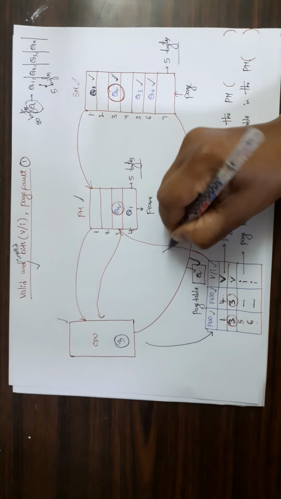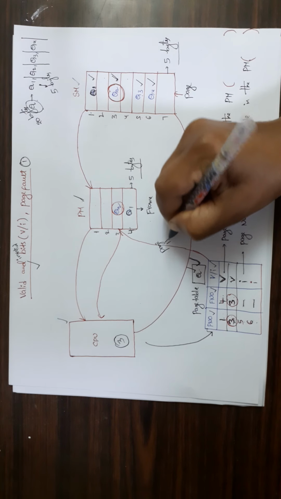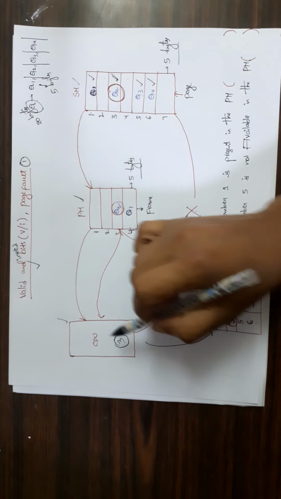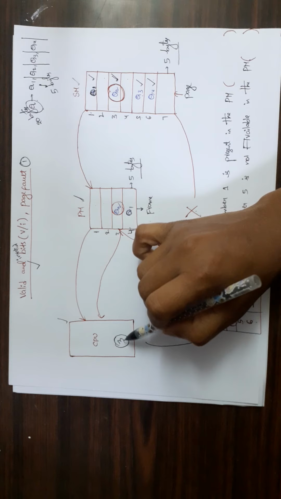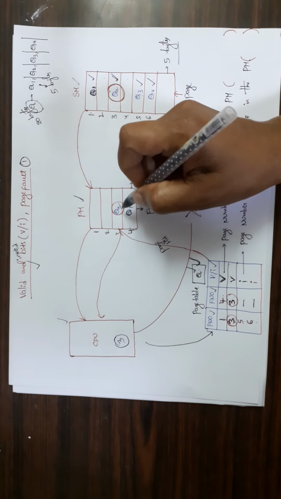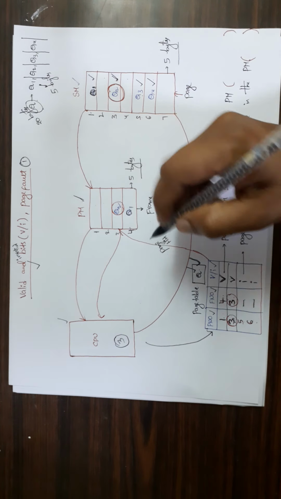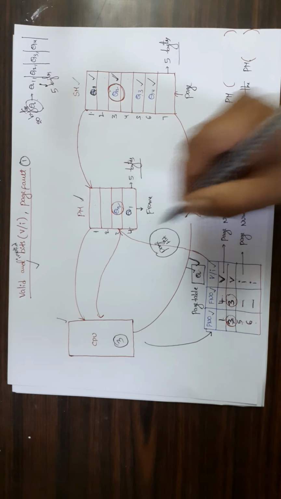So this is called a page hit. That means the CPU requested some page and that page is already available in the primary memory. So we can call it a page hit.